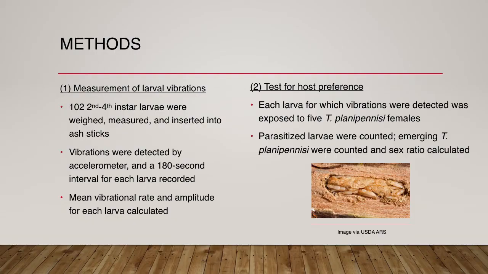So the study had 2 parts. They took some measurements of larval vibrations with an accelerometer, recorded a short clip for each larva, and then calculated the mean vibrational rate and amplitude. And then in the second part, they exposed the larvae to Tetrastichus females, allowed some time, and then counted the larvae that had been parasitized, which would look like what you see in the photo here. And then allowed some time for the Tetrastichus adults to emerge, counted those, and calculated a sex ratio.